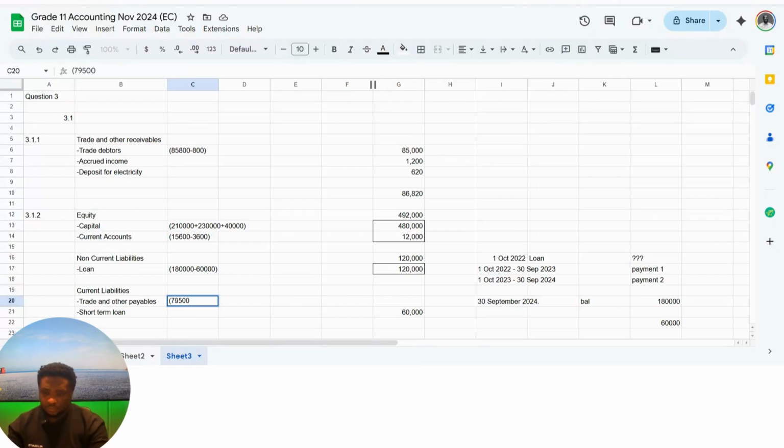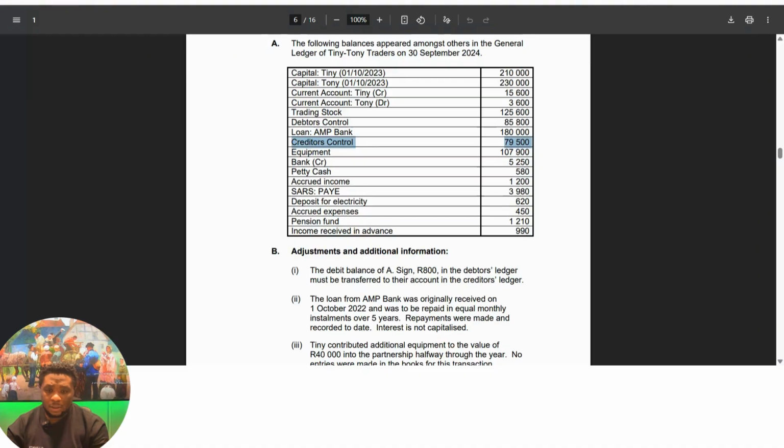79,500. Okay, and then after that, we're going to look for accrued expenses, not prepaid expenses, sorry. And then we're going to look at income received in advance. And then we're going to be looking at the other things, including your SARS pay as you earn, because those things are payable. And then we also will get to look at what else in this list? The pension fund.